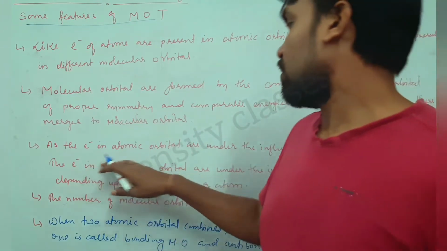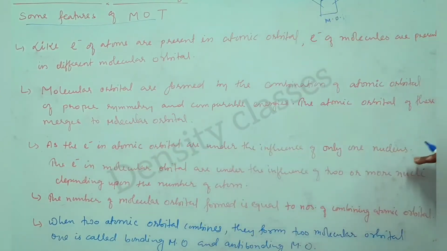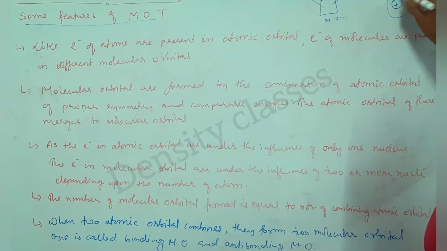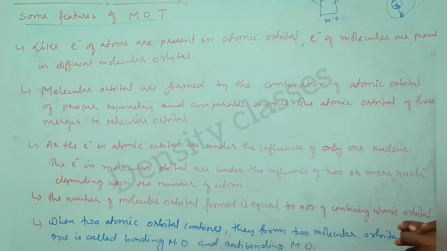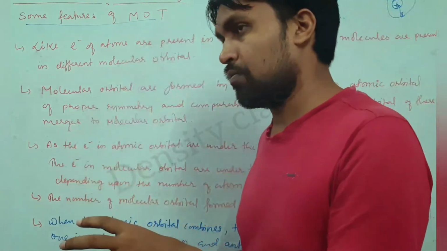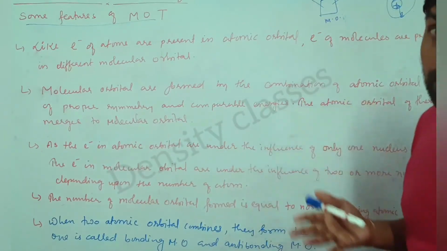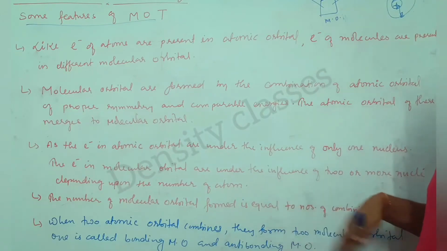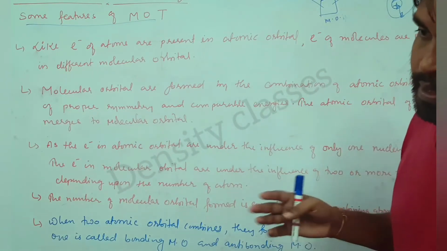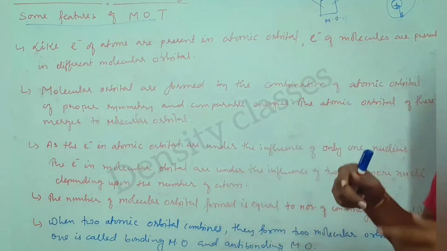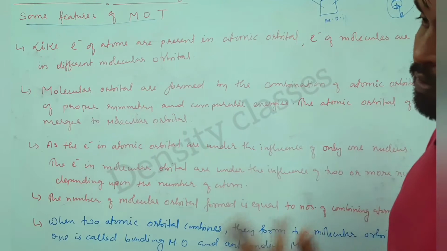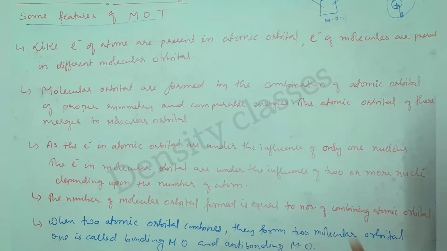The electrons in atomic orbitals are under the influence of only one nucleus, as we have seen, this is an atom. So here all the electrons will be under the influence of only one nucleus. But electrons in molecular orbitals are under the influence of two or more nuclei, depending upon the number of atoms present. A single electron may have that much influence of the nuclei.